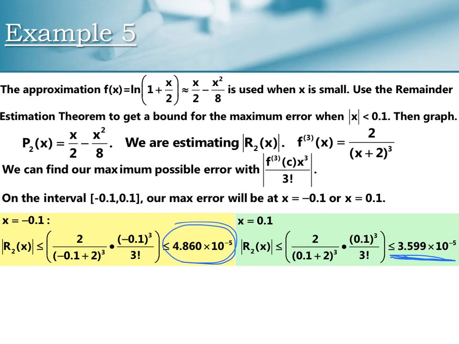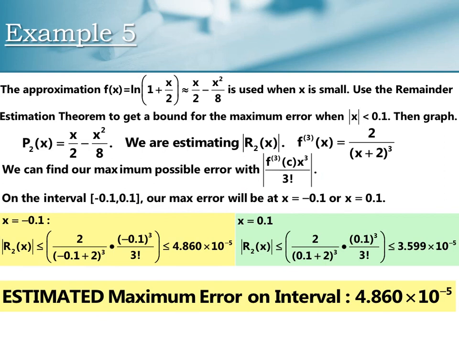That might seem kind of counterintuitive. You might be like, well, we want less error. But it's not about the amount of error we want. It's about coming up with an upper bound for the amount of error that we might have on our interval. And so this upper bound is larger than this number. And since we're trying to come up with an upper bound, we stick with that larger number. So the estimated maximum error on our interval is this 4.86 times 10 to the negative fifth. We could express this graphically too.